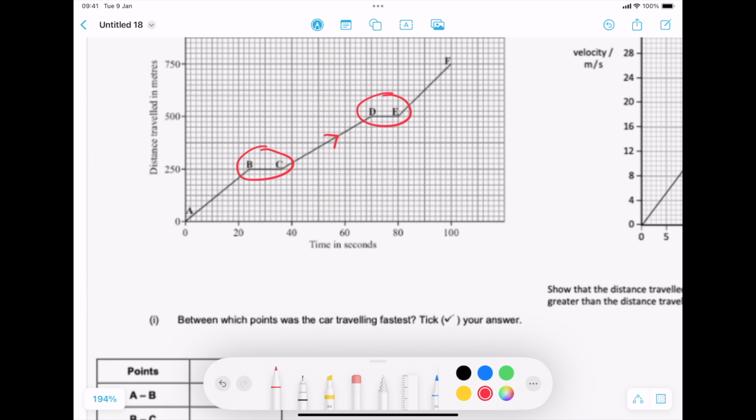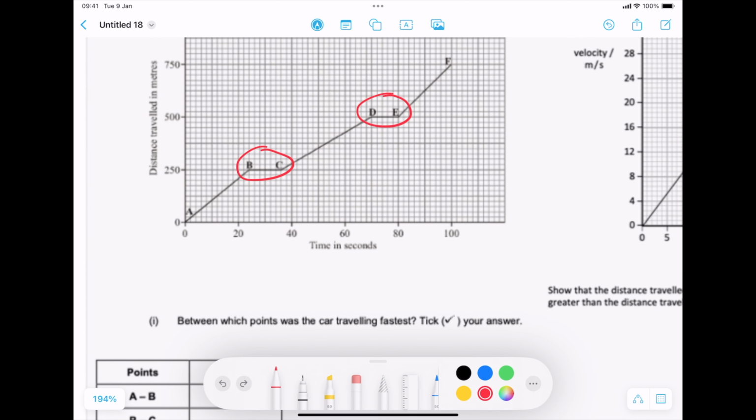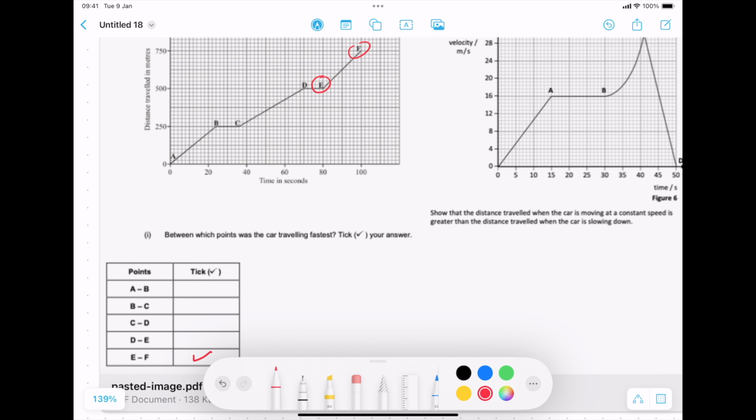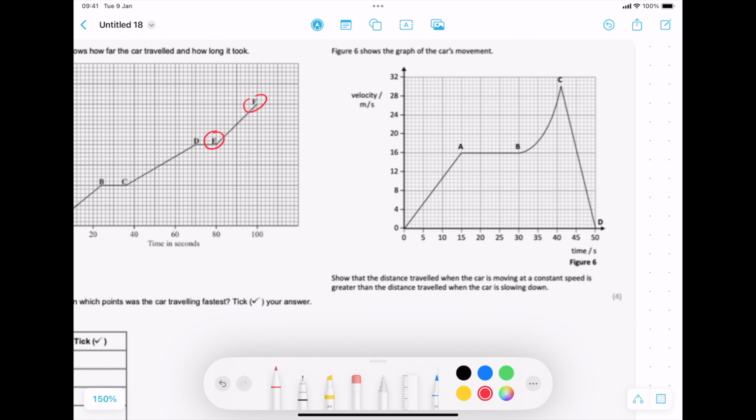So our choice is either A to B or E to F. So the answer is going to be E to F. And the reason why is because that part of the journey has a steeper gradient compared to A to B, which means the car has covered a greater distance during that time. So E to F. Right, the next bit is on a velocity time graph for the car.